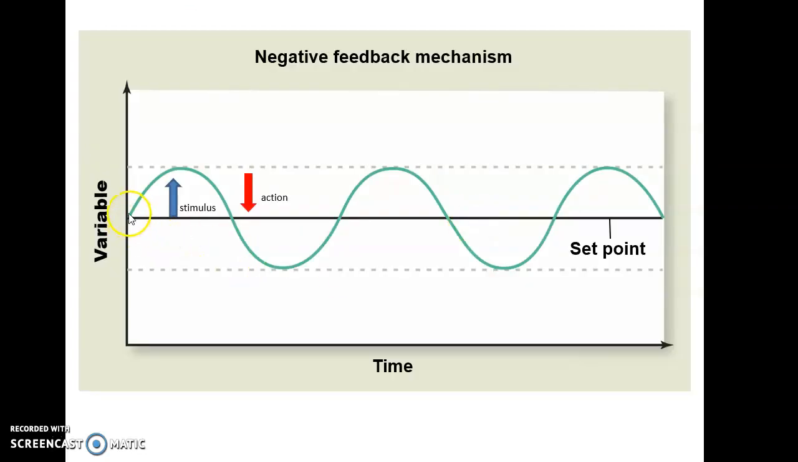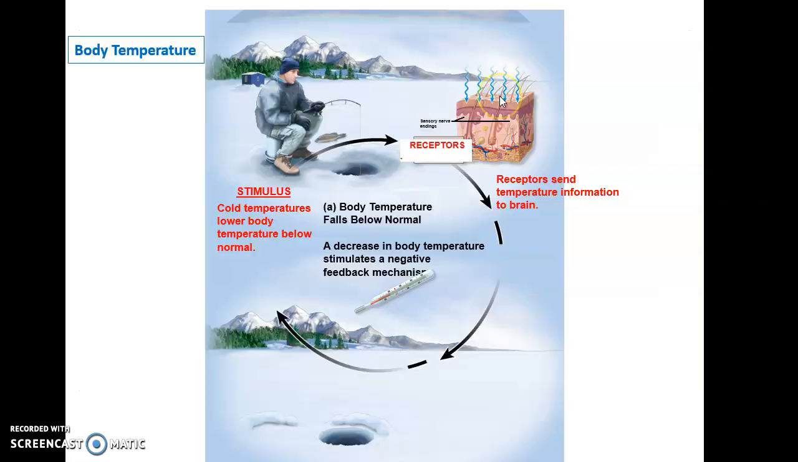So, say body temperature. Body temperature gets too high. That is the stimulus. In response, sweat glands are activated. The body cools down, returning back to normal. Say the body gets too cold. Now the temperature is too low, and so the action would be, say, shivering of the muscles, which would raise body temperature back up to the set point, and basically constantly trying to keep around that set point of, in the case of temperature, 98.7 degrees Fahrenheit.